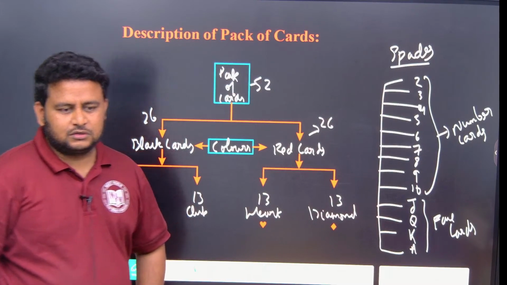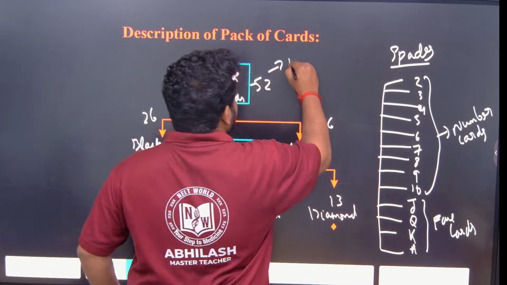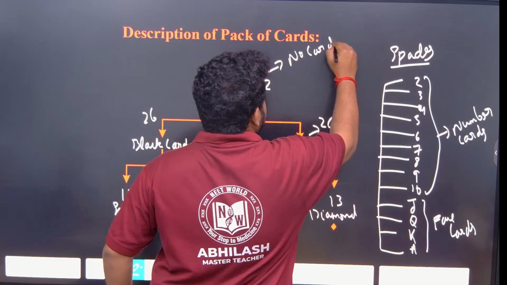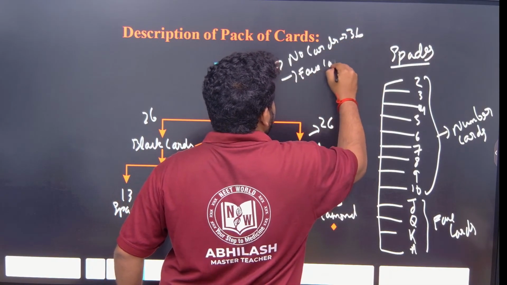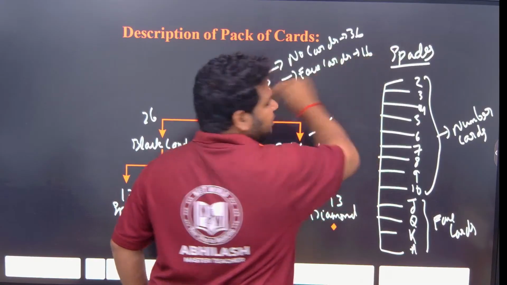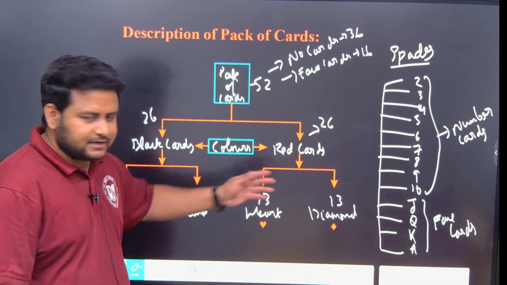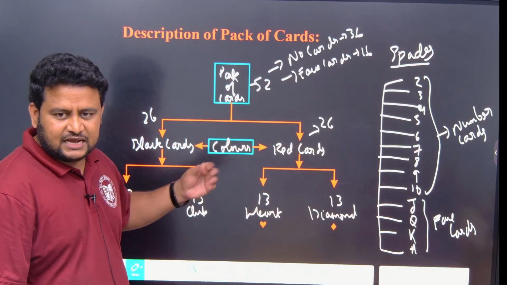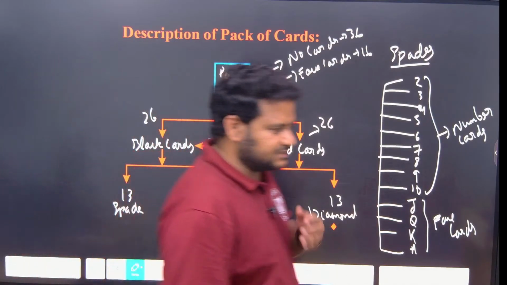Out of 52, 36 are number cards and 16 are face cards. But in each suit, spade, club, heart, diamond, there are 9 number cards and 4 face cards. Clear? This you have to know. Based on this they can ask questions.